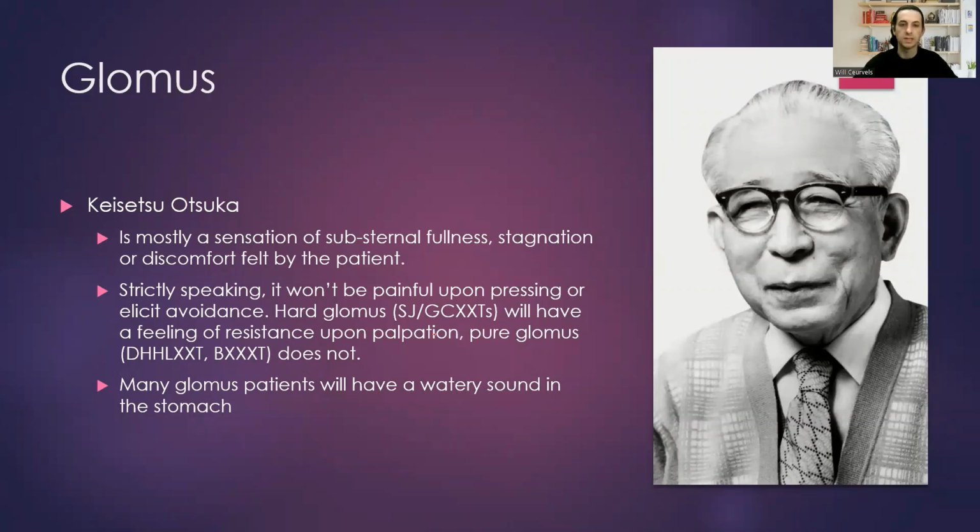So what does that mean, resistance? Well, that means when you push down, there's a little bit of resistance to your hand. And he says in pure glomus, like in Banxia Xiexin Tang or Dahuang Huanglian Xiexin Tang, you might not feel that same resistance. So this is strictly speaking, if we're really going by the book. Shengjiang and Ganxiao Xiexin Tang are called hard glomus, so they might have that. On top of having a subjective feeling of congestion, you might also be able to feel a little bit of resistance there, like you would with Xiexin Tang.